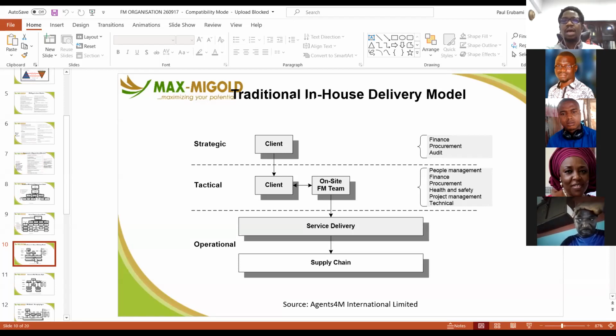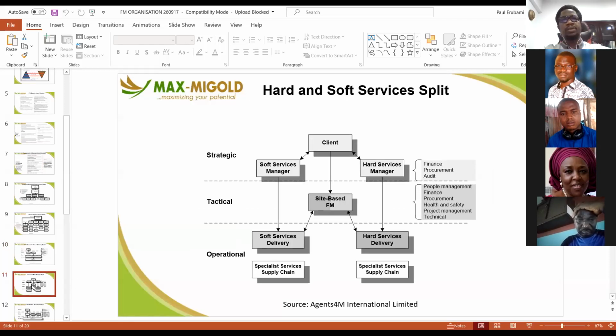So this is basically how FM is delivered at the first level. Then we'll begin to see some splits. We're going to see some level of specialization happening, such that even at a strategic level, you can have someone minding the hard services and another person minding the soft services. Because that is where they draw the line between engineers and non-engineers in FM quite easily, okay?